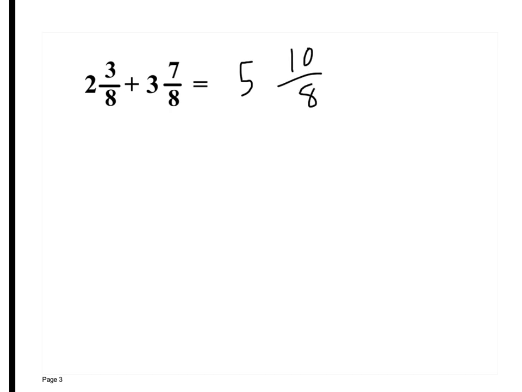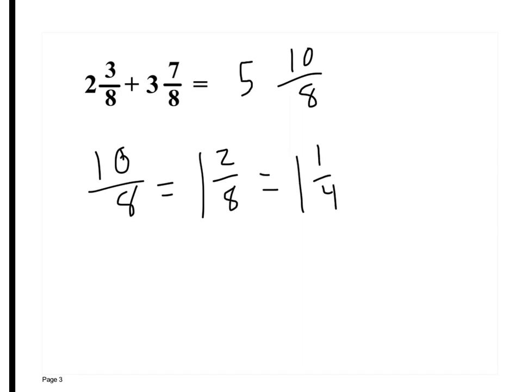Now in this case, we can't have 10 over 8, can we? No. So what I do is I take 10 over 8 and I change it into a mixed number. How many times does 8 go into 10? Once with 2 left over, right? Which is the same thing as 1 and 1/4, because 2 8ths reduces. And then I add that to 5. What was 5 plus 1? 6. So I have 6 and 1/4.